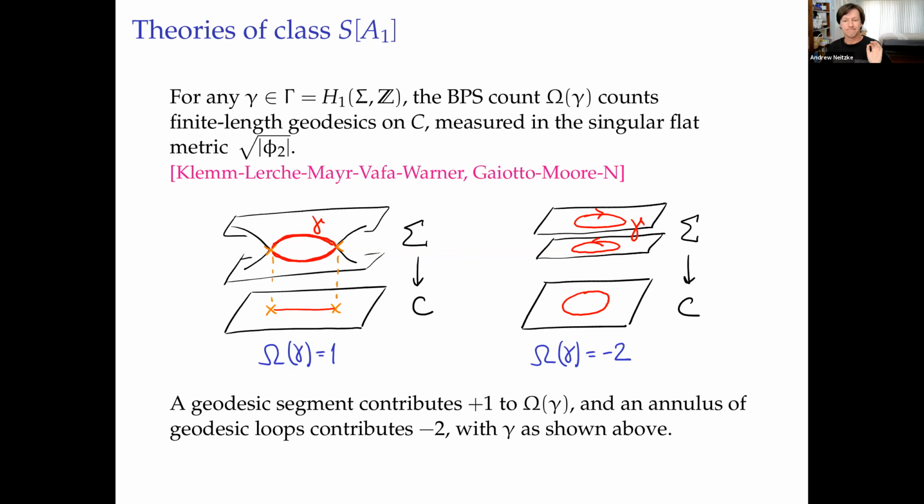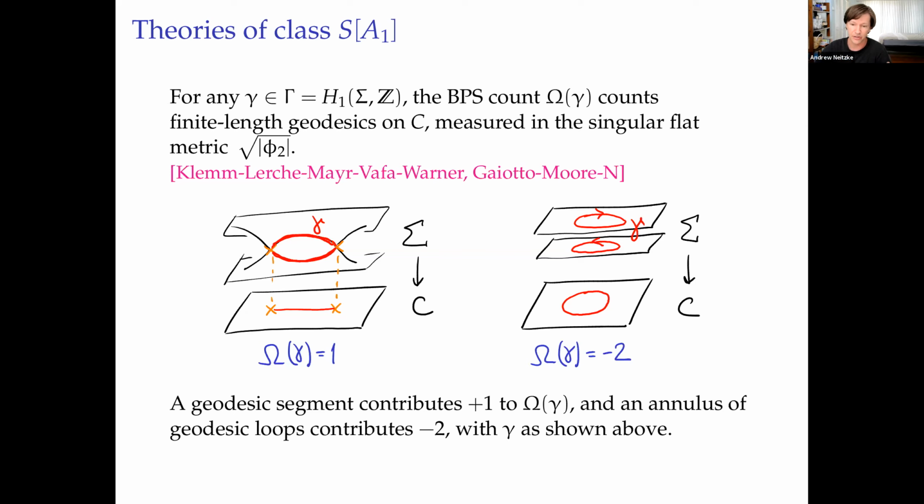There's two main ways that you can get one. One is to have two zeros of the quadratic differential and just have a straight line trajectory that connects one to the other. That's what I've drawn on the left here. And the other is you could have just a closed geodesic, a closed loop. That's what I've drawn on the right. And in that case, it actually comes in a one parameter family, an annulus, and I've just drawn one of them. So those are the two kinds of BPS particle that you can have, and then they contribute.